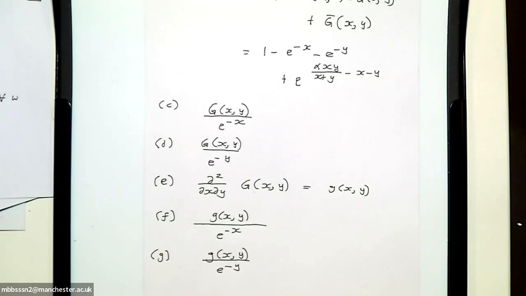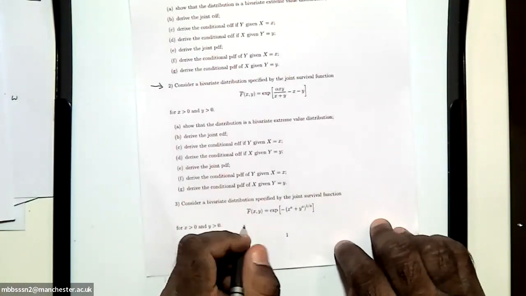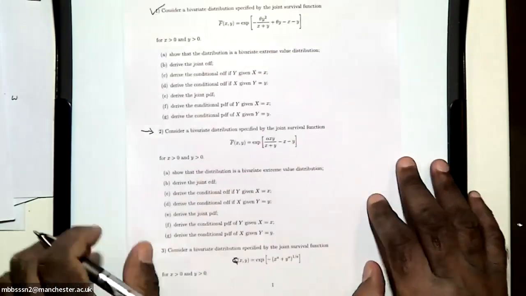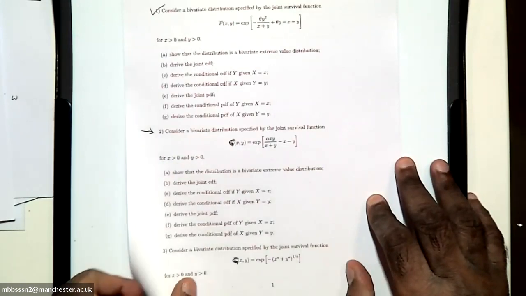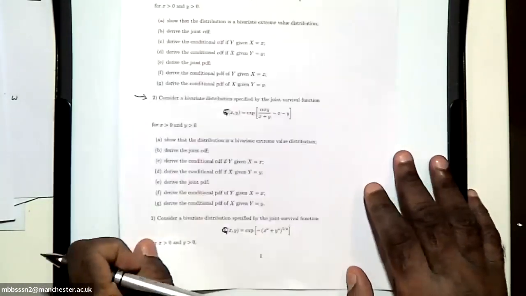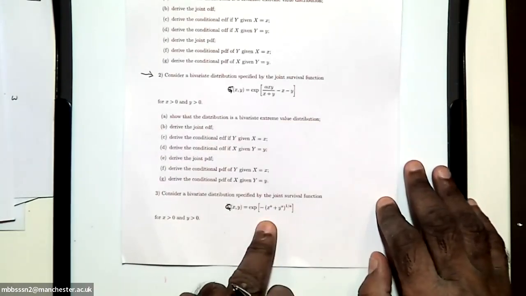So question three is this guy here. This should be G, not F, that's a mistake. This should be G bar, not F bar. So G bar is given by this, and the questions are pretty much the same.